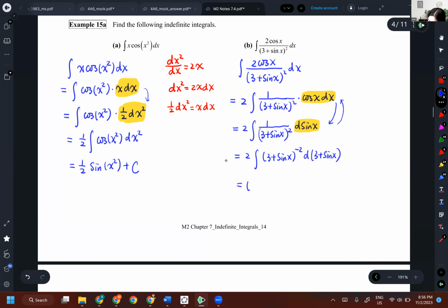This is 2 times negative 1, 3 plus sine x to the power of negative 1 plus c. In the end, it's negative 2 divided by 3 plus sine x. No bracket is needed. Plus c.